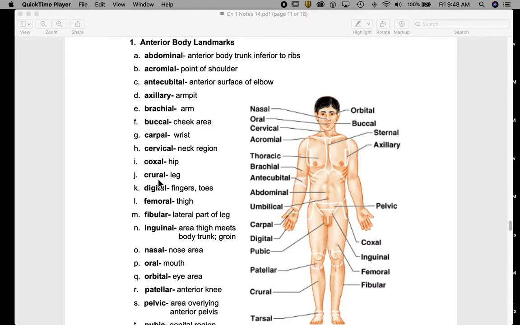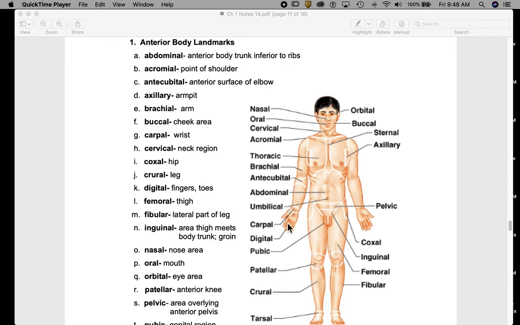This is a new word. It's called crural. Crural is the anterior surface here of the lower leg, and you're going to find out behind it, posterior, is sural. So an easy way to remember this is crural, and the back is sural. It's kind of a sing-song way to memorize that.